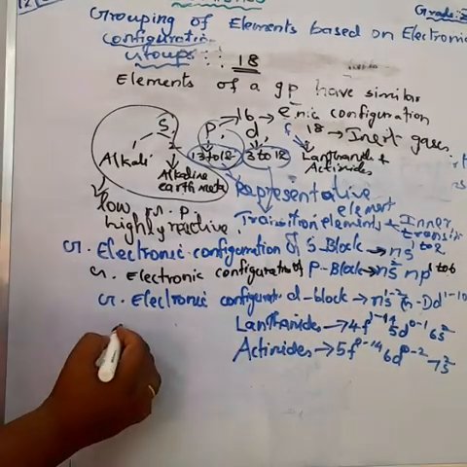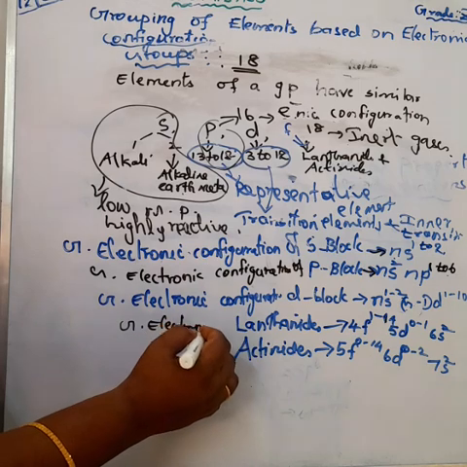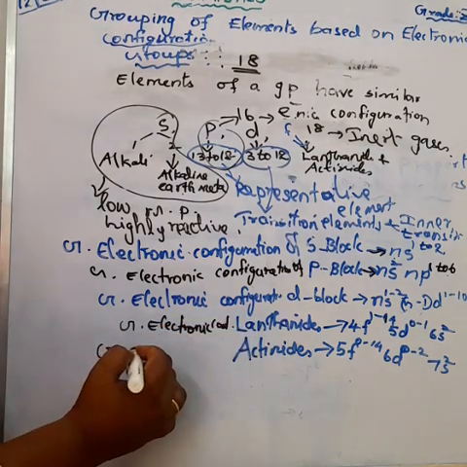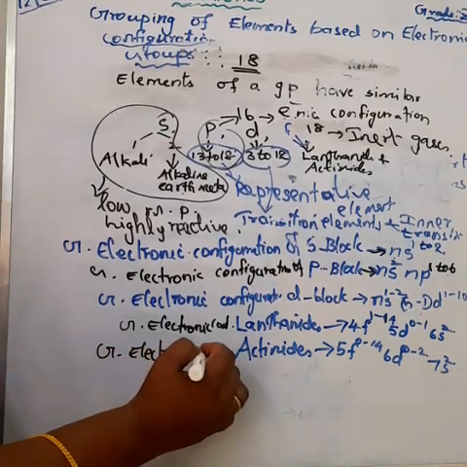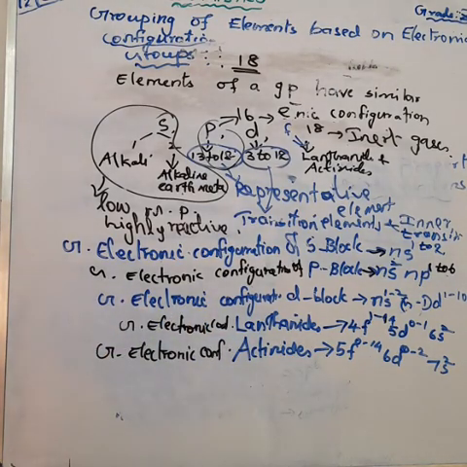Very, very important. These elements, the lanthanides and actinides, are metallic in nature. All the d block elements are metallic in nature, with high melting and boiling points, and their compounds are mostly colored. They react with other compounds to form complexes, and these complex compounds are mostly colored. Okay, these are about the groups.